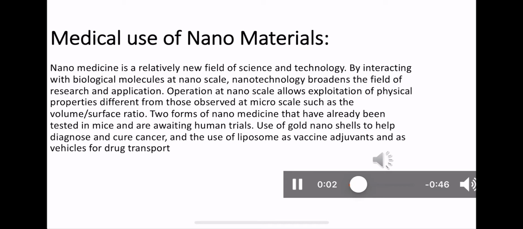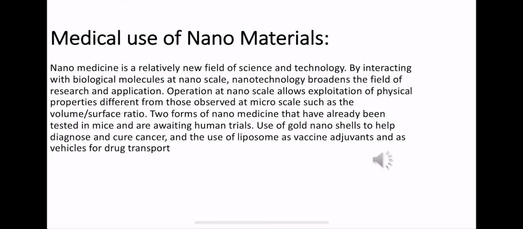Medical use of nanomaterials. Nanomedicine is a relatively new field of science and technology. By interacting with biological molecules at nanoscale, nanotechnology broadens the field of research and application. Operation at nanoscale allows exploitation of physical properties different from those observed at microscale, such as the volume-surface ratio.